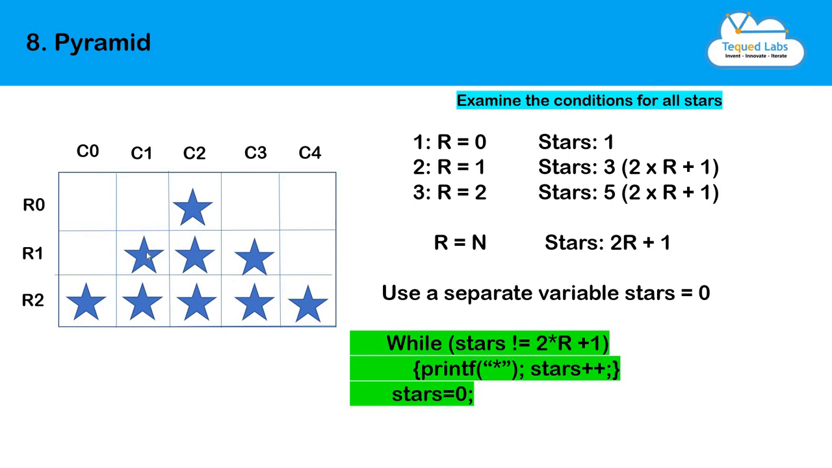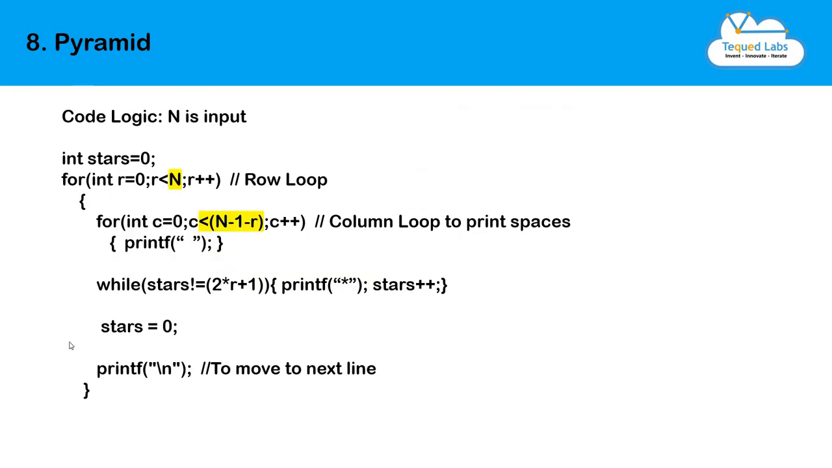So when it comes here, it's going to check the condition. It's going to check that when stars are not equal to 2r plus 1, print a star, increment, print a star, increment. Then when this condition is false, it is going to assign stars with 0 again, and then it is going to move to the next row. So this would be the entire logic to print the pyramid.